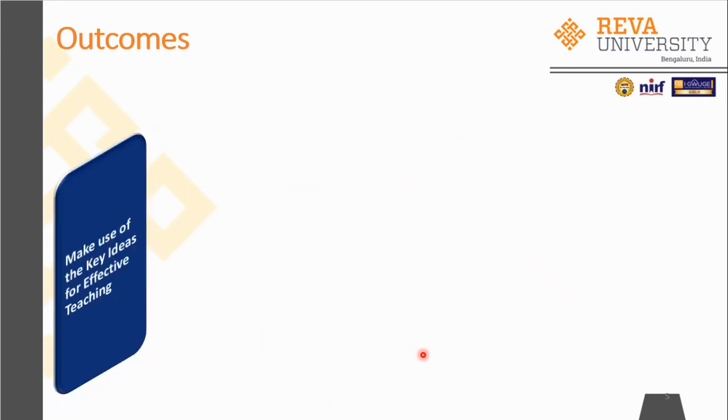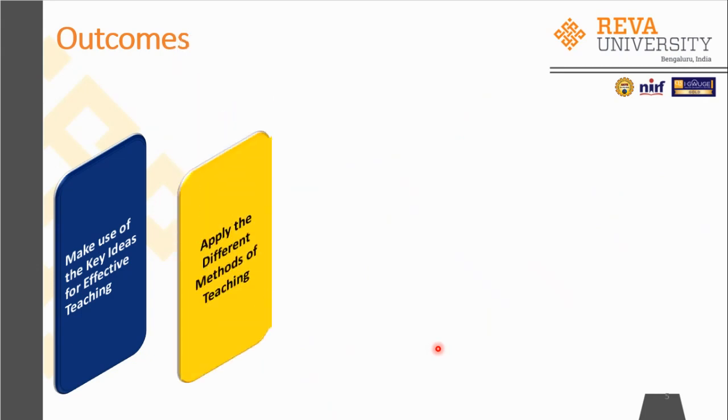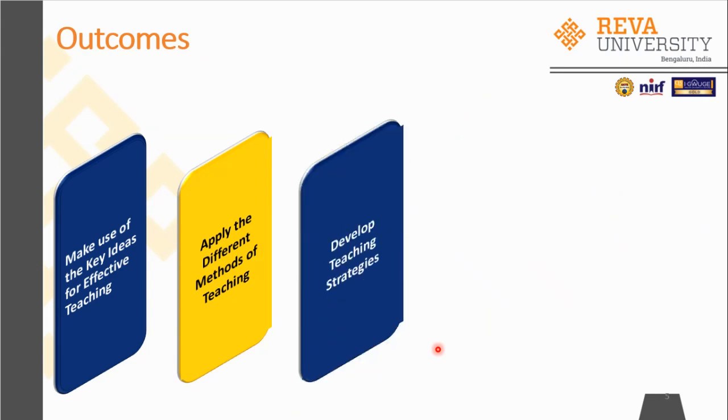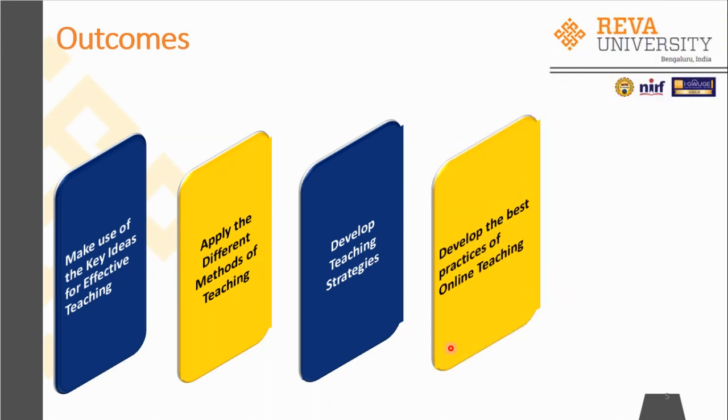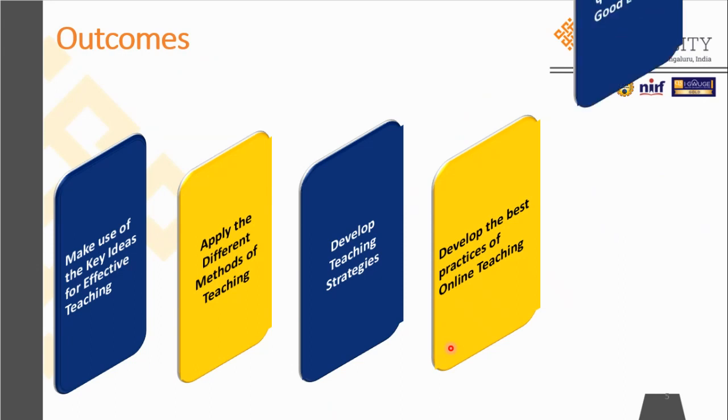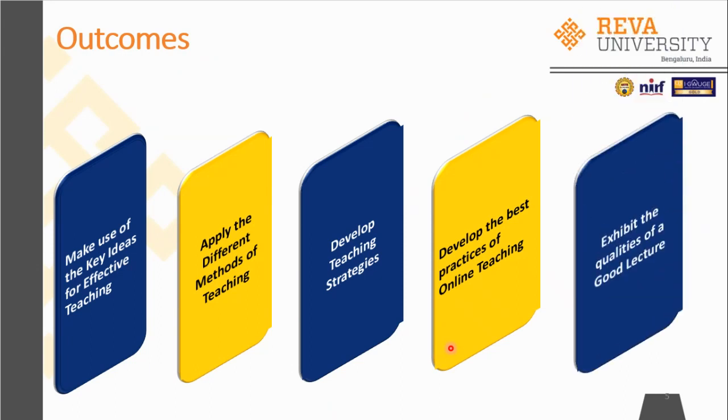What are the outcomes expected from the learners at the end of the session, or what they should develop within them? They should be able to make use of the key ideas for effective teaching, and they also should be able to apply the different methods of teaching. Then they should develop the different teaching strategies based on the topic. They also should develop the best practices of online teaching and exhibit the qualities of a good lecture.